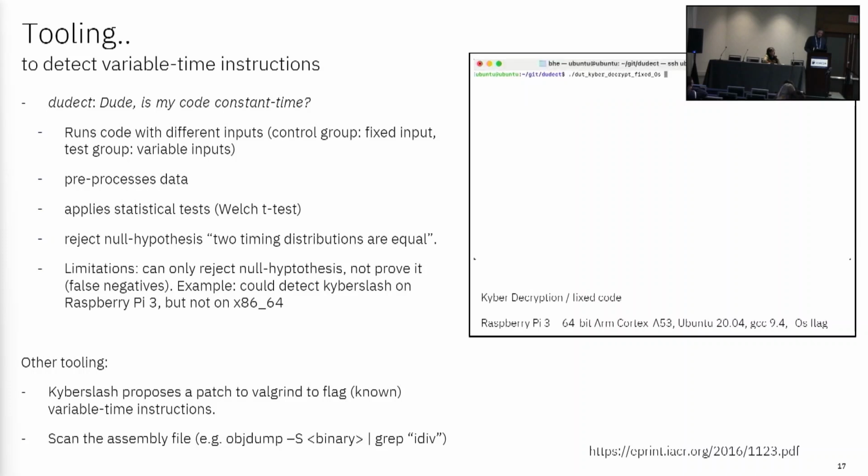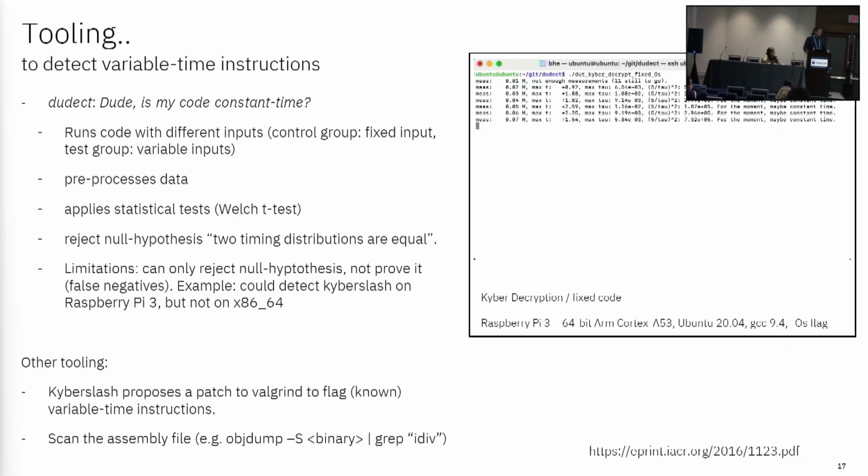While if we move on to a fixed version and run the tool again, it will run the tests again, and the t-value ideally won't exceed the threshold. The tool recommends that you run it for about 120 seconds.